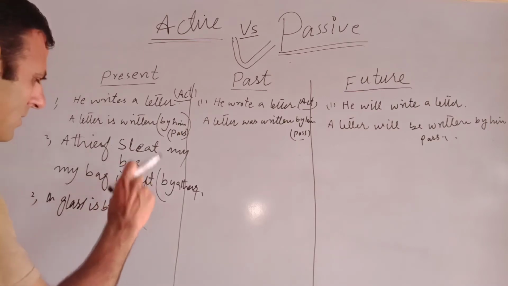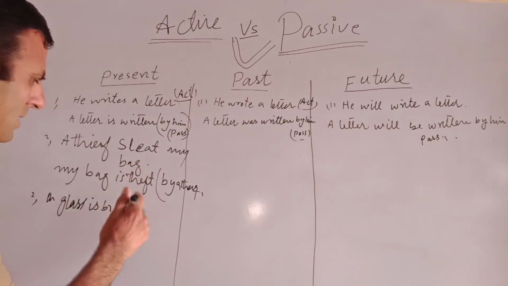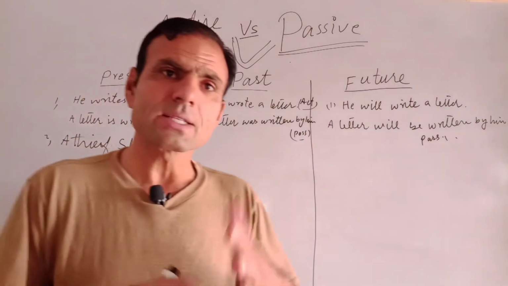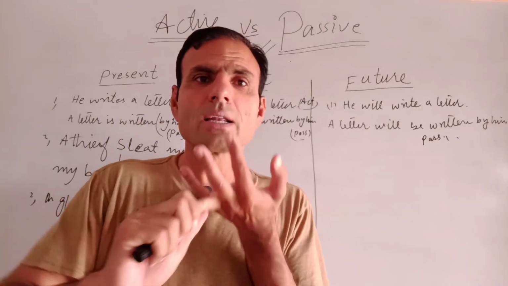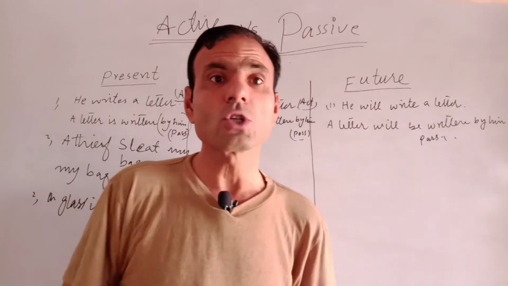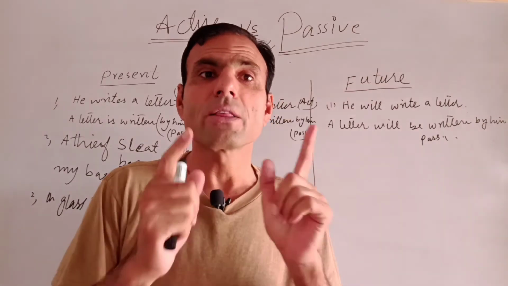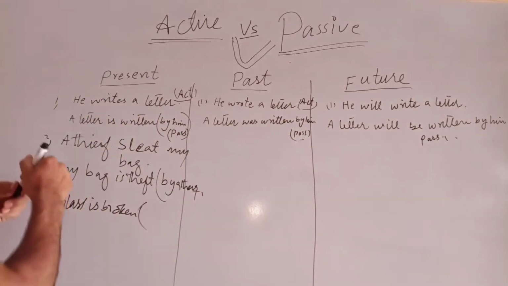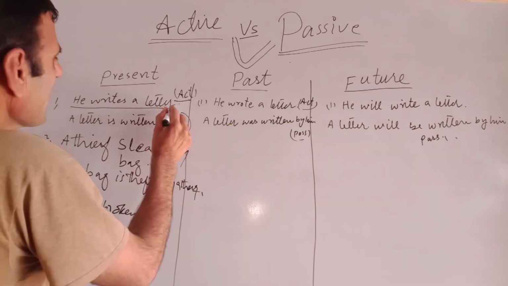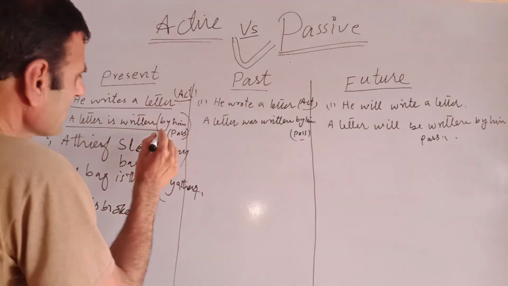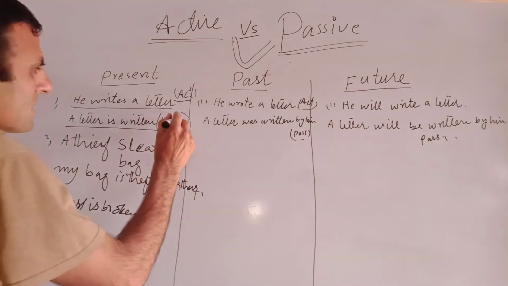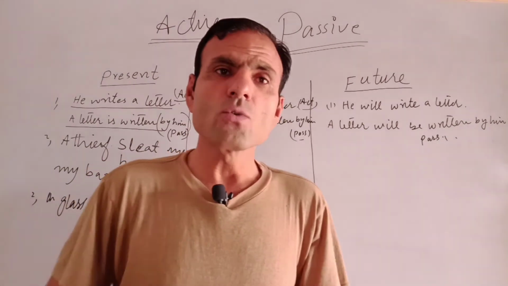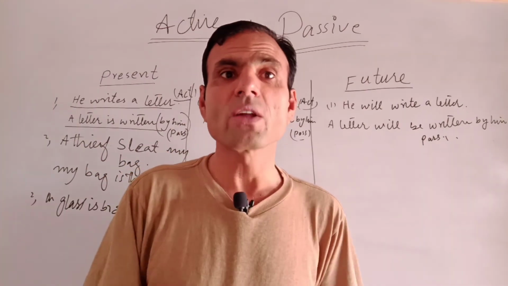There is clear trouble, and if nothing is known, or there is no issue of getting someone in trouble, then we need to tell that. The first one is here. He writes a letter, a letter is written by him. Now, by him is necessary here because a letter is written. We need to know by whom the letter is written.